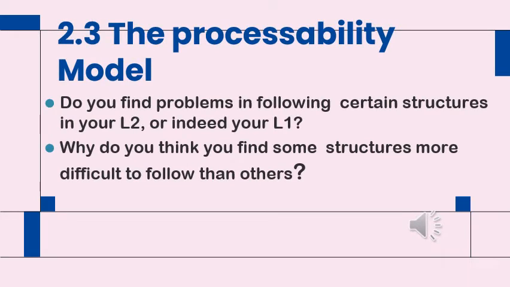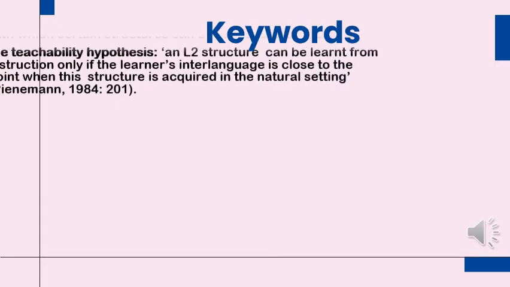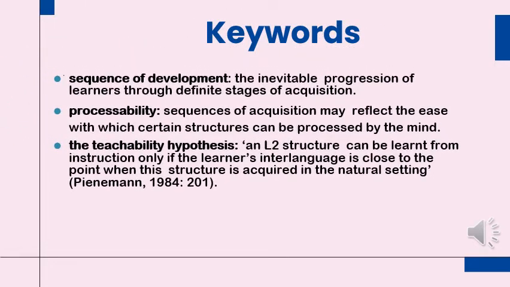Next part is 2.3, which is all about the processability model. So the questions are: do you find problems in following certain structures in your L2 or indeed your L1? Why do you think you find some structures more difficult to follow than others? The keywords that we have to take note of in this topic are sequence of development, processability, and the teachability hypothesis.